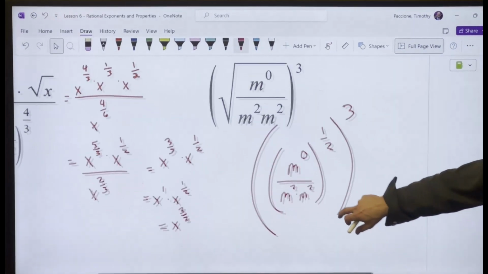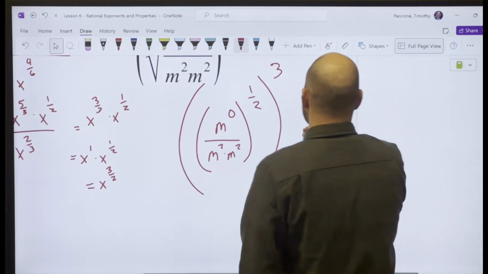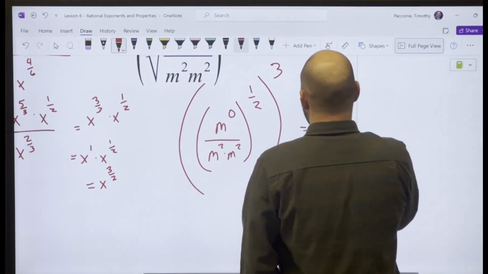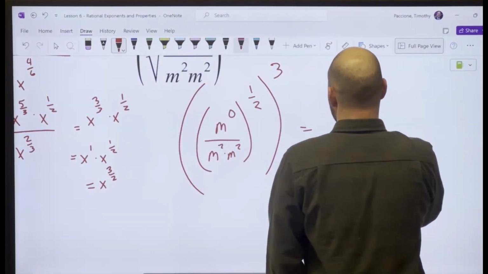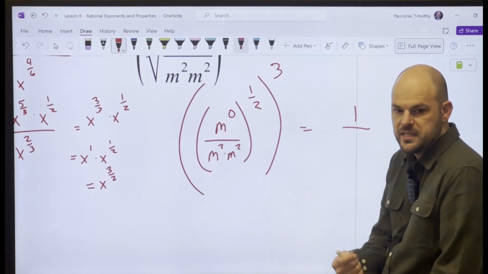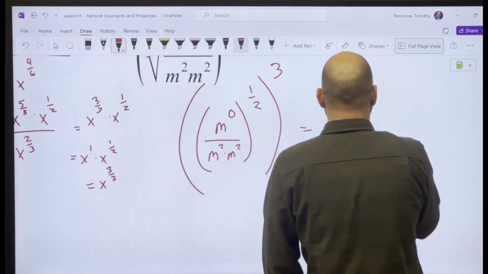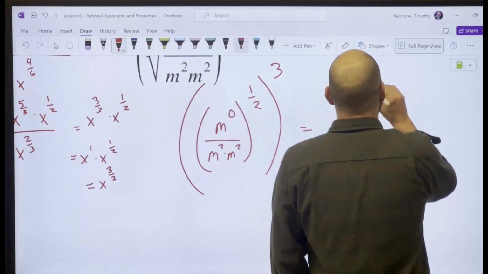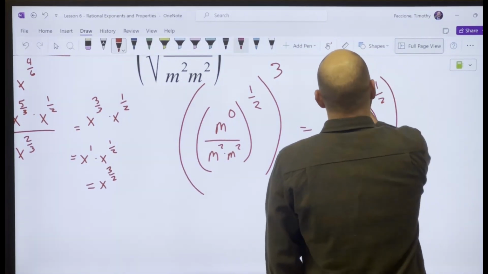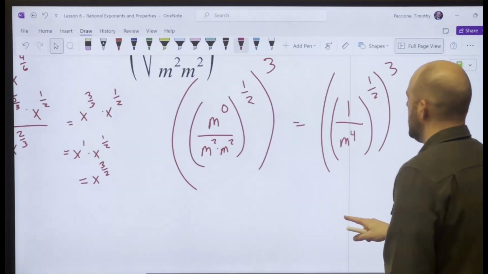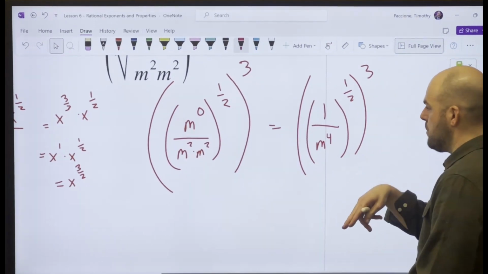Okay? Now let's clean up the inside because we can make this a little easier on ourselves. M to the 0 is 1. M squared times m squared is m to the 4th. So then I have that to the 1/2 to the third. Okay? Now let's do this power to a power.